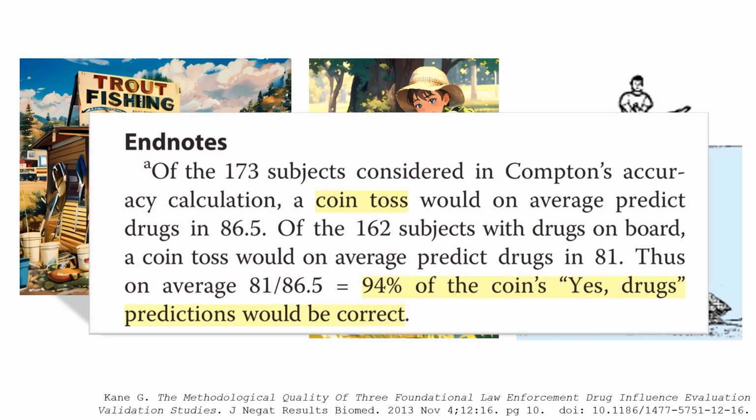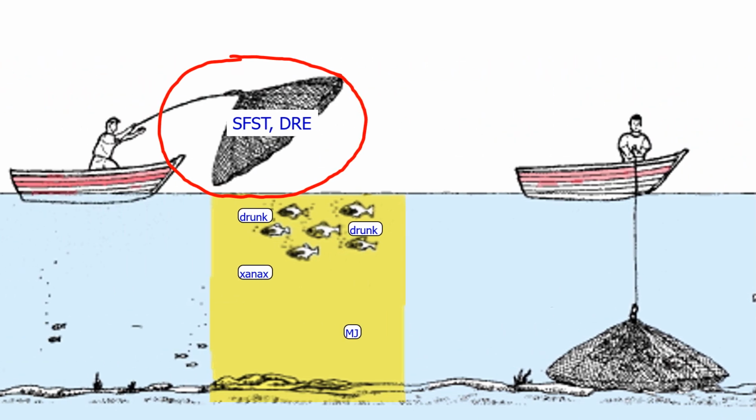In the main drug study, Compton's Los Angeles DRE study, officers were 94% accurate. But in that same study, if they had just flipped a coin, heads drugs, tails no drugs, they would still have been 94% accurate. You can find this calculation in the 2013 study linked in the description below. SFSTs and DREs appear accurate because they're validated in a stocked pond. But let's not get off track. If you understand this picture, you have a good intuitive understanding of how accuracy works.